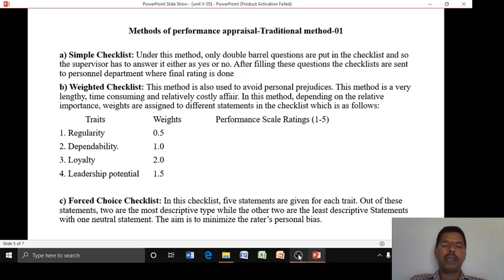Next, C, forced choice checklist. In this checklist, five statements are given for each trait. Out of these statements, two are the most descriptive type, while two others are the least descriptive statements, with one neutral statement. Five points, right? Two are highly descriptive, two are the least descriptive, and one is neutral.